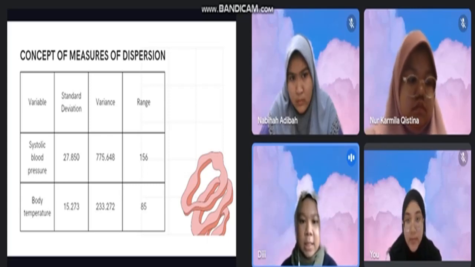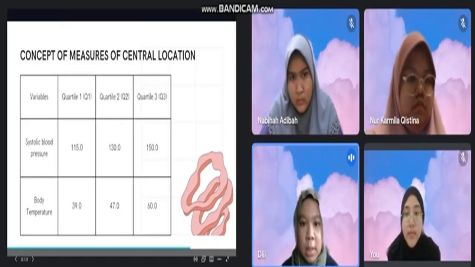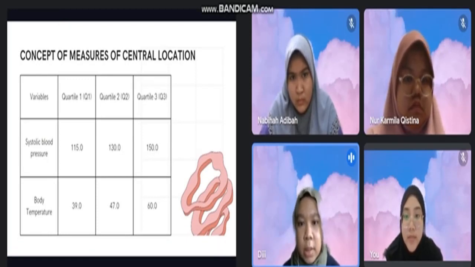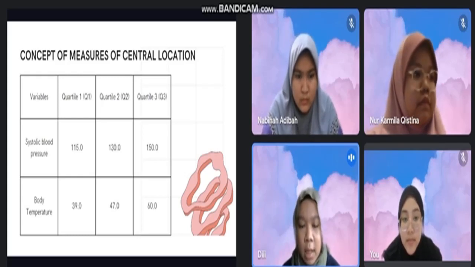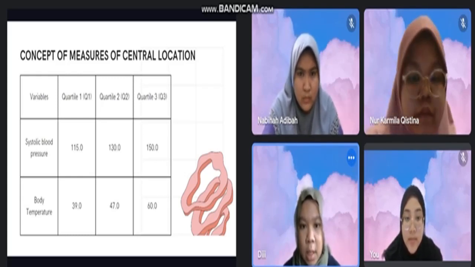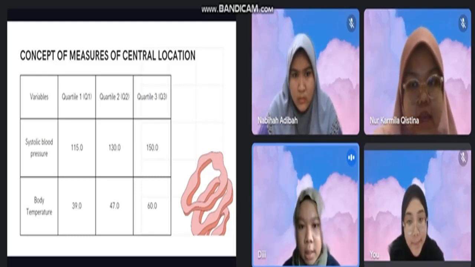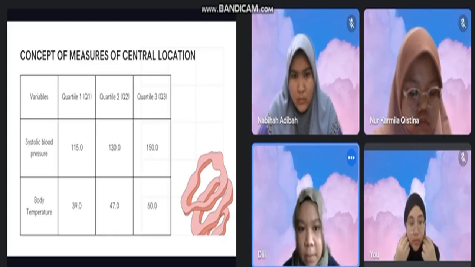Next table is a summary statistic for measures of central position. It shows that about 25% of the respondents have less than 150 systolic blood pressure, and half of the respondents have systolic blood pressure less than 130, while 75% of the respondents have systolic blood pressure less than 150.